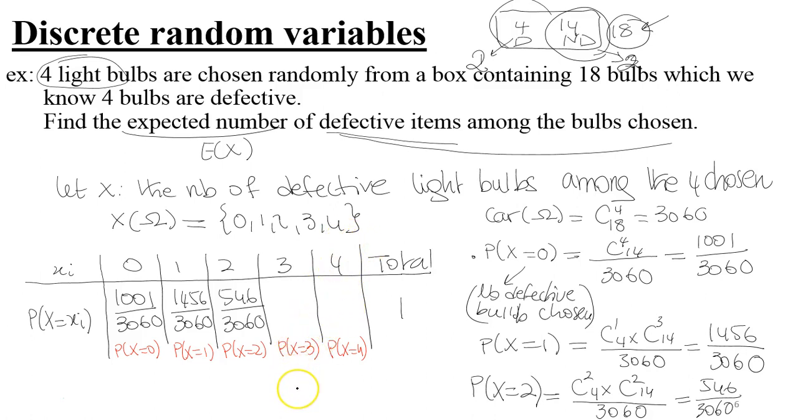And similarly, we determine the remaining 2 probabilities. Probability of x equals 3, that's the probability corresponding to choosing 3 that are defective. So this is 3 out of these 4 and 1 out of these 14. So that would be the combination of 3 out of 4, which is 4, times the combination of 1 out of 14, which is 14. So that would be 4 times 14, which is 56.